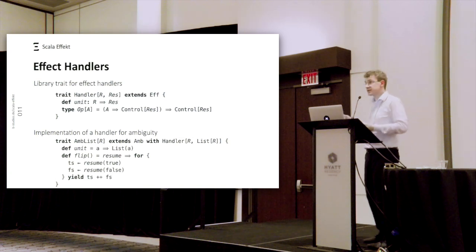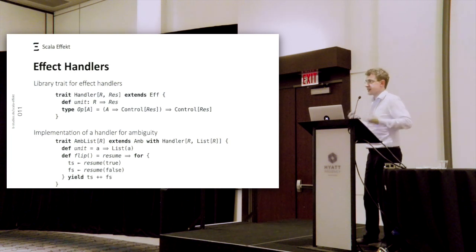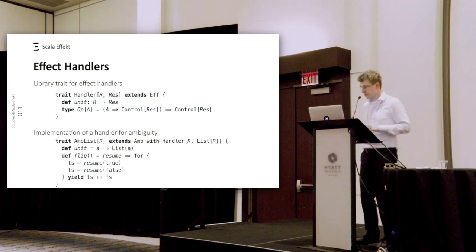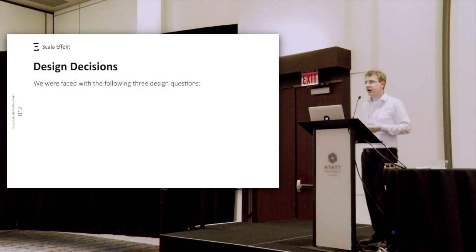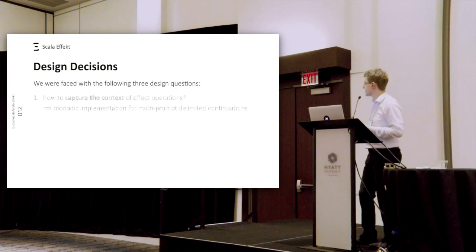Okay, so now we have seen a basic usage of Effekt. We have seen how to define effect signatures. We have seen how to define effect handlers. And now I want to talk a bit about the design decisions that we were faced with when implementing Scala Effekt. In particular, I want to talk about three different questions that we encountered.